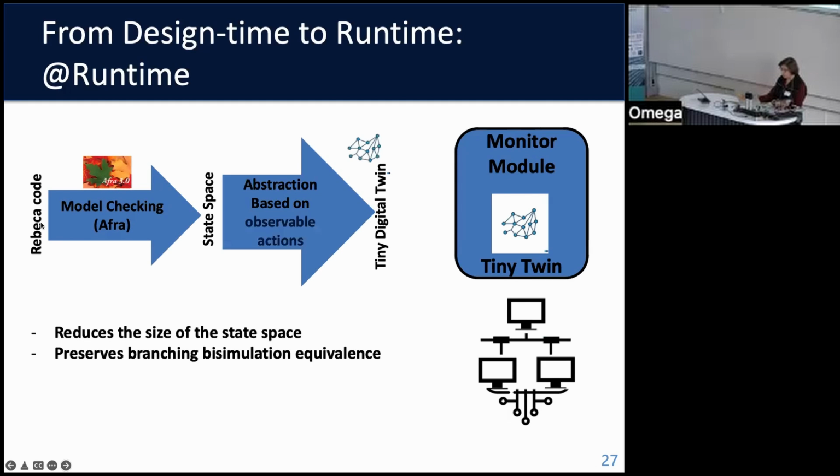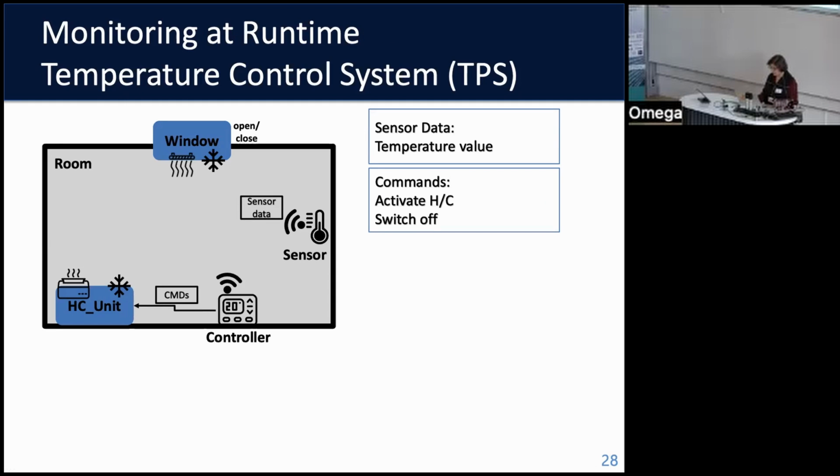Okay, what we do at runtime, we use the state space that we got from model checking of this Rebeca model. And we also know about the observable actions in this system. And we put that in our monitor. So now the monitor has the required behavior of the system. And we call it tiny twin, tiny digital twin, because we don't put the whole state space, we reduce it based on these observable actions. And although we reduce the size, we still preserve the branching by simulation equivalence. This is the theory behind our work.